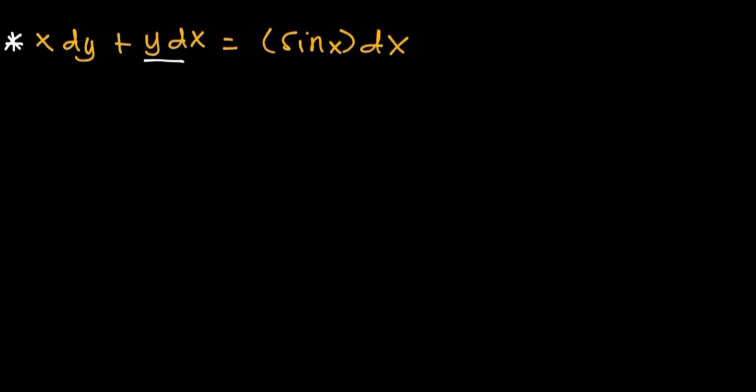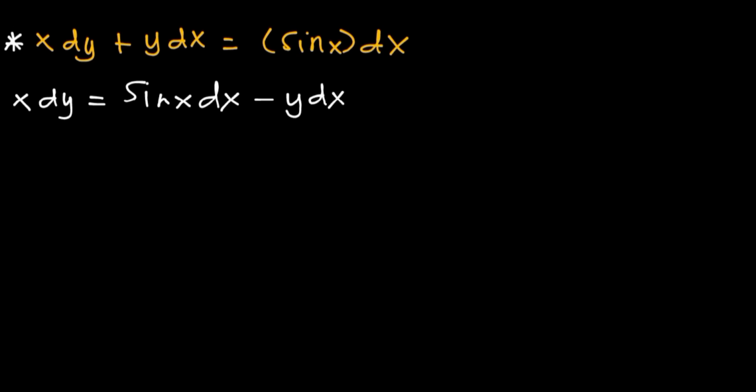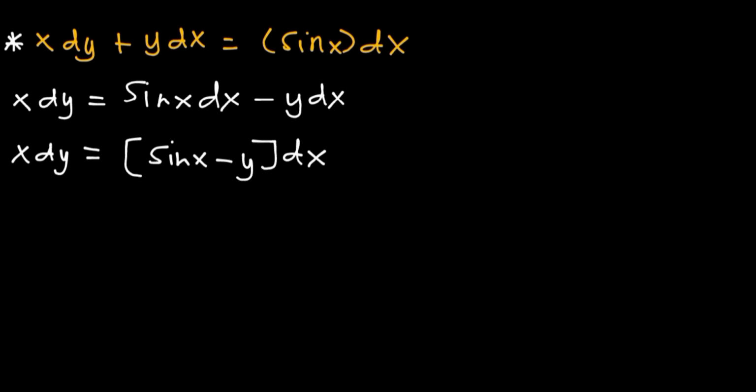So I could take this to the other side, and that would give us x dy is equal to sine x dx minus y dx. And from here, we could factor out dx. So we're going to have x dy equal to sine x minus y, and you're going to have dx on this other side. So I need to divide through by dx.